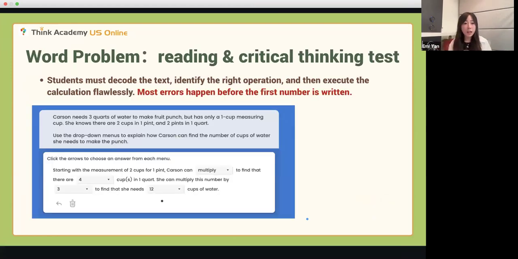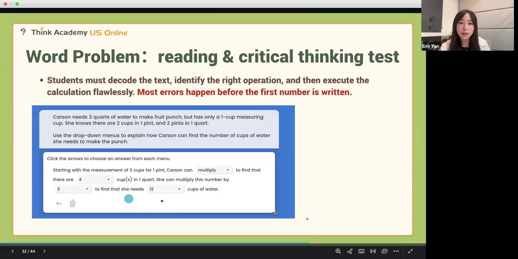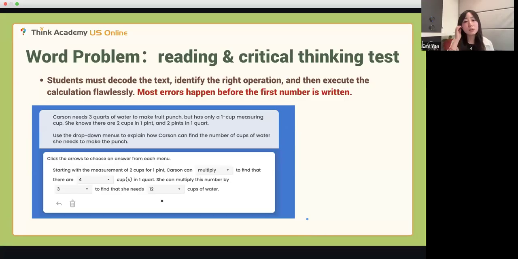Other than calculation, another big characteristic of the test is that we're going to see a lot of word problems. A lot of questions like this one require your kids to have strong reading and critical thinking skills. Students must learn to decode the text, identify the right operation, and then execute the calculation flawlessly. What does that mean? That means most errors happen before the first number is read. The kids are not able to read the questions.